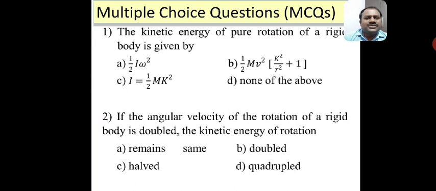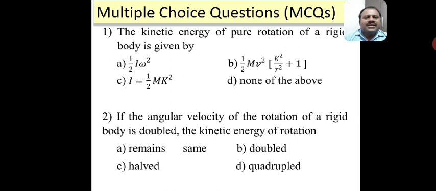Okay, if this is understood, then we'll look at a few multiple choice questions. The first one: the kinetic energy of pure rotation of a rigid body is given by half I omega square, half mv square into (k square by r square plus 1), half mk square, or none of the above. The question is very simple. Energy of pure rotation, there is no translational motion, therefore the kinetic energy will be half I omega square. The correct answer is option A, half I omega square.